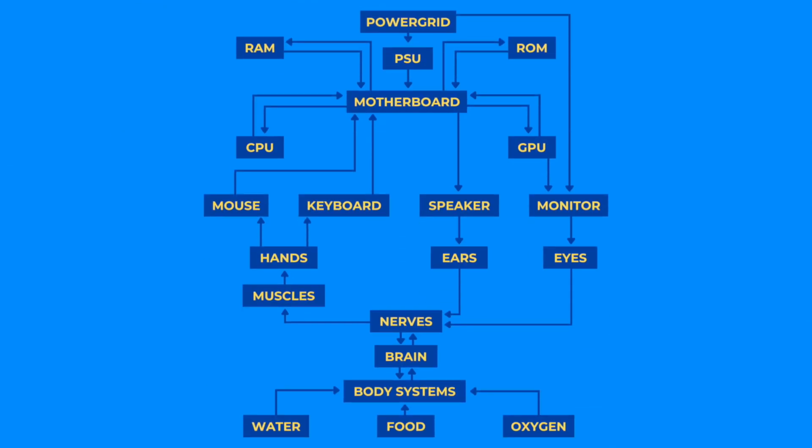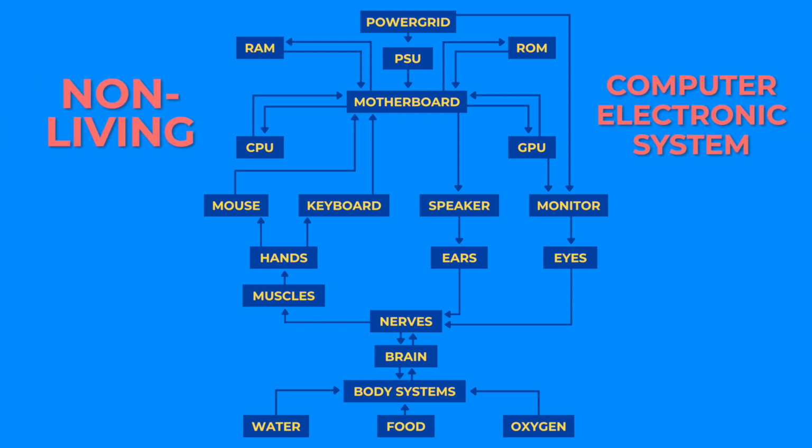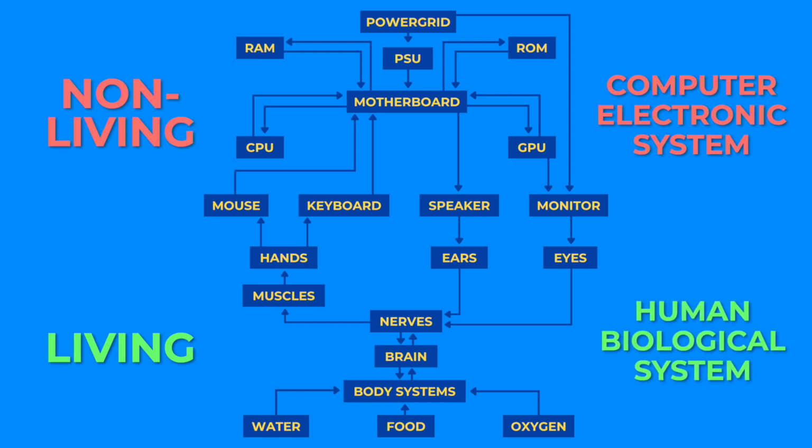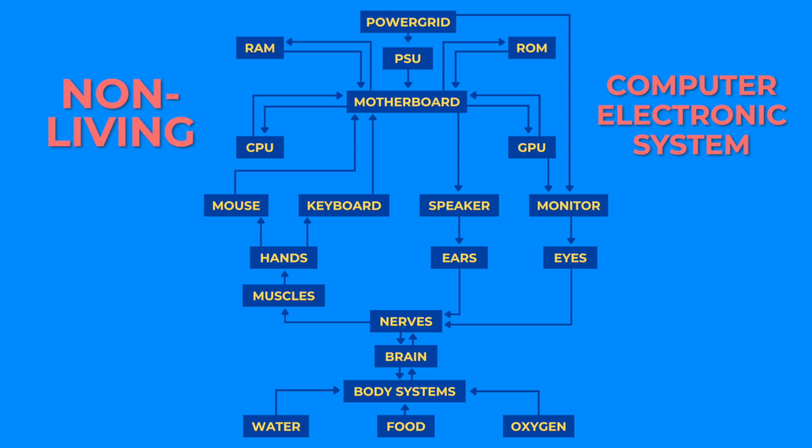This system includes both living and non-living components. Non-living would be the electronic system of the computer, while living would be the biological system of the human who both gives and receives input and output to and from the computer. For the electronic system of the computer in this model, everything starts with the power grid. It is a complex system in itself, but in this model, its sole purpose is to provide energy to the computer so that the task attributed to it can be accomplished.